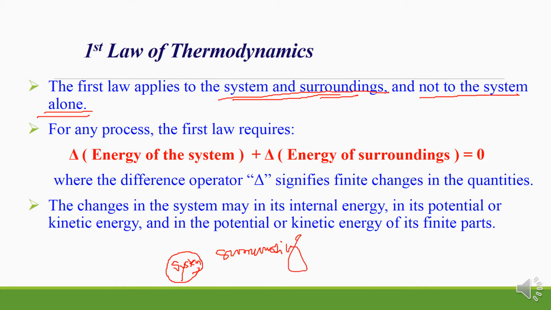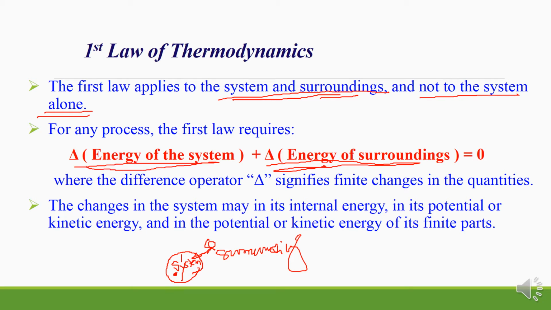That means whatever change you are getting here, why is this change happening? Suppose heat is absorbed from this side to this side, or heat transfer is there from this side to that. That means the surrounding is losing energy, and the system is gaining energy. So there is a change. There is a delta change in the surrounding, that is lost by the surrounding, and at the same time there is a delta change in the system that is gained by the system, right?